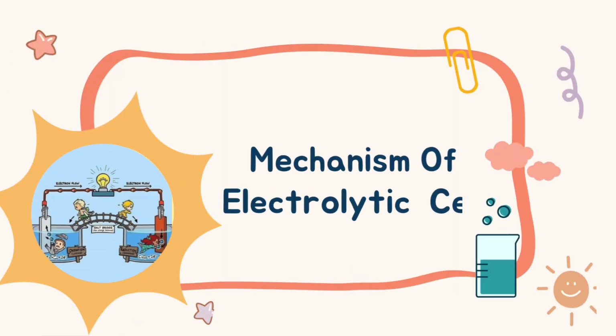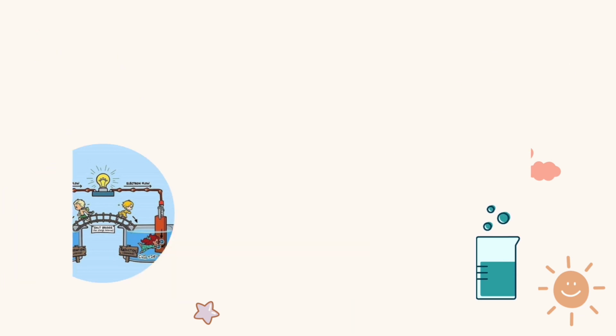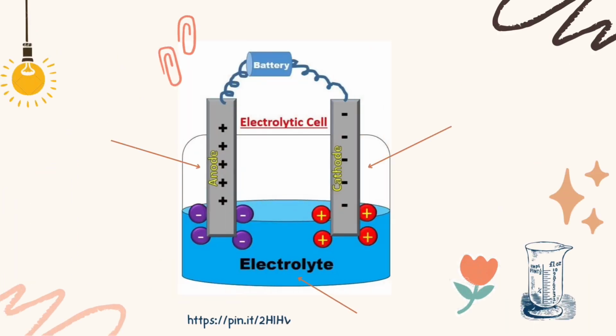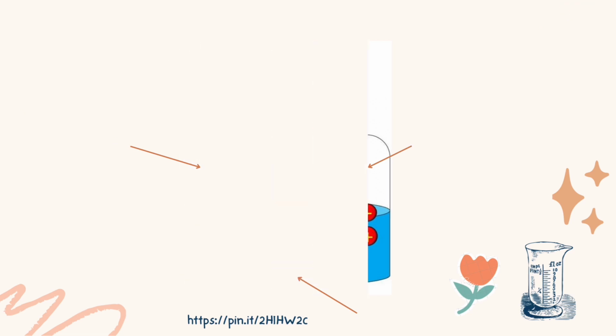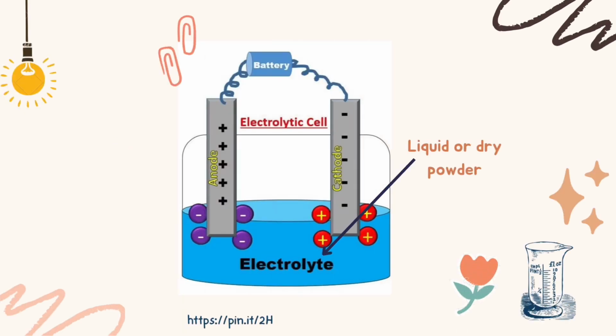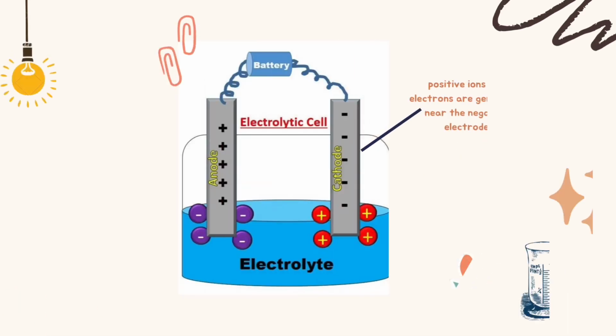Now let's talk about the mechanism of the electrolytic cell. We know that a cell contains three parts: an anode, a cathode, and an electrolyte. The cathode and anode are attached to an electrical circuit. These two electrodes are dipped in an electrolyte, which can either be a liquid or dry powder. When this cell is connected to an external circuit, chemical reactions happen within the electrolyte.